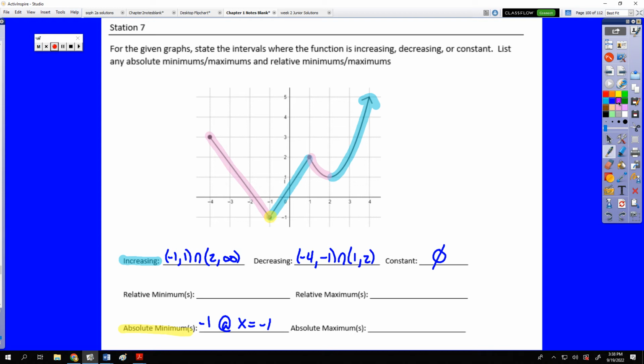As for absolute maxima, there is not an absolute maxima because of the end behavior of the graph. It goes to infinity, so there is no absolute maximum on this graph.